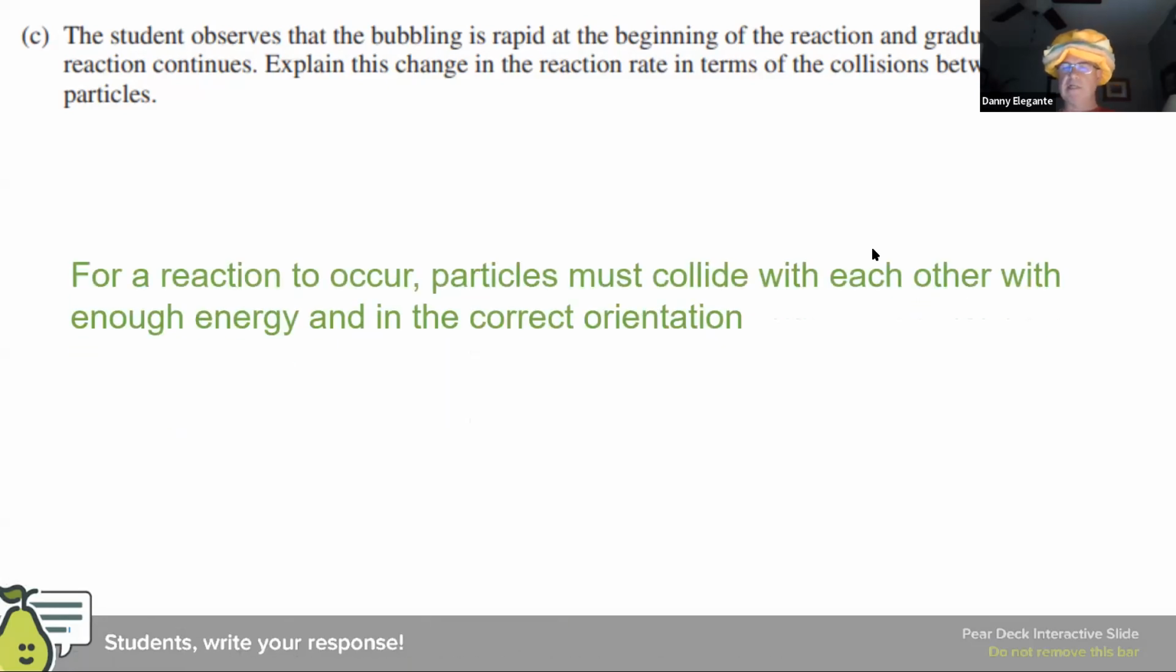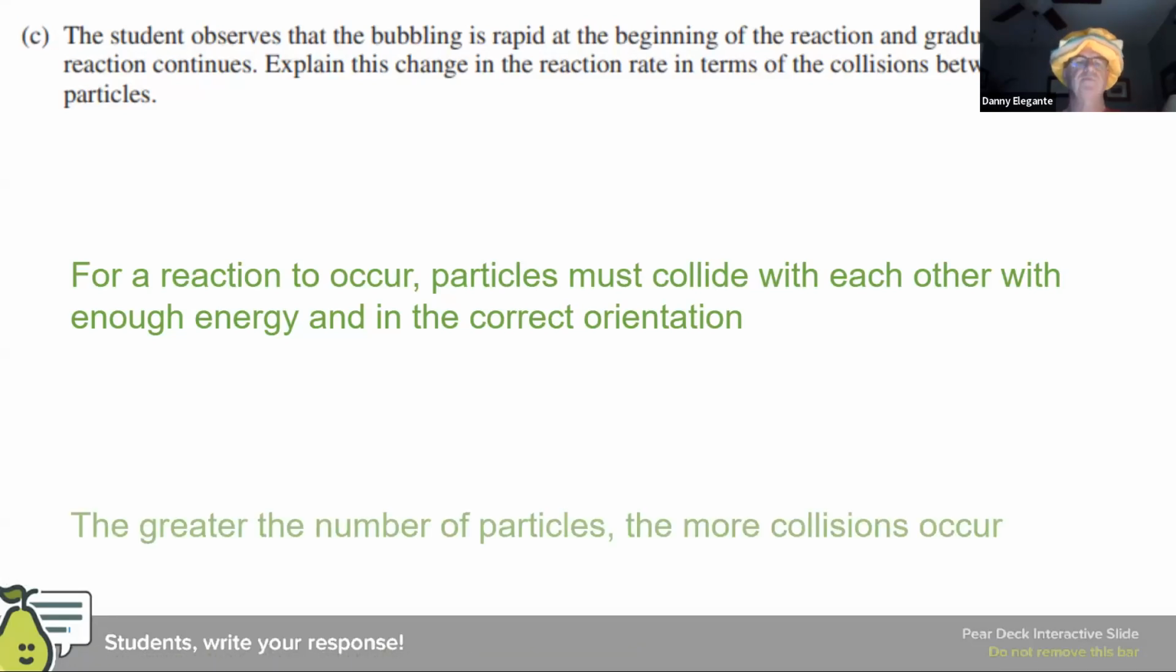Let's review kinetics real quick. We know for a chemical reaction to occur, particles have to collide, and they have to collide with each other with enough energy, and they have to collide in the correct orientation. So they're talking about collisions between particles. So we need to make sure we're figuring out what we know about how reactions occur in kinetics.